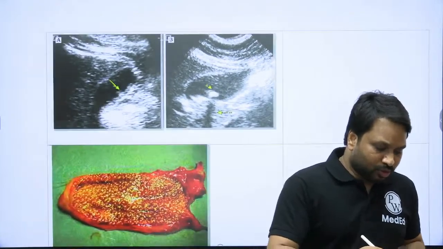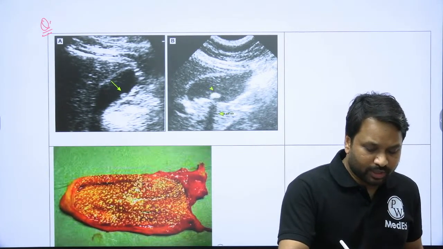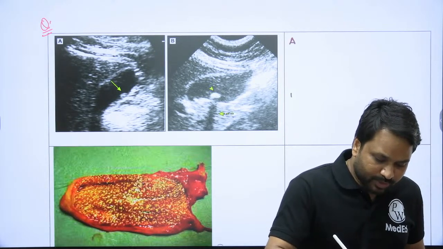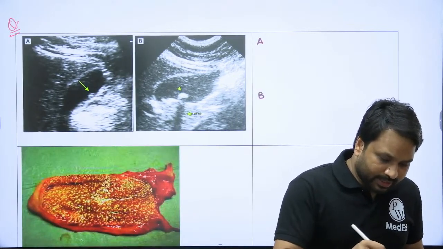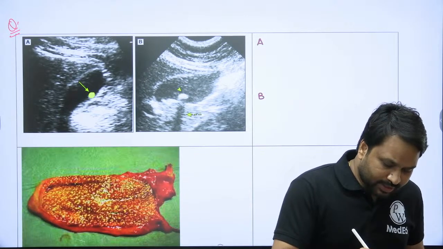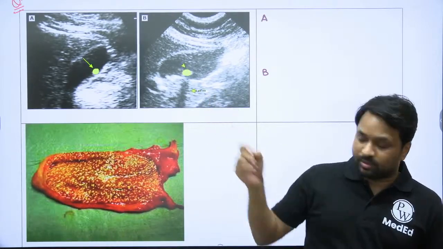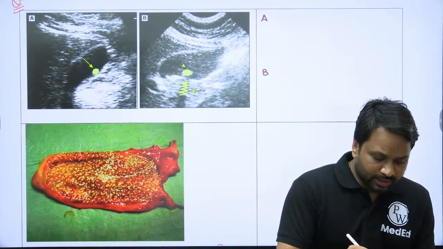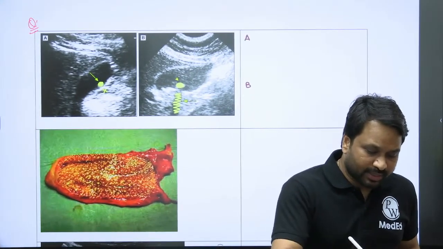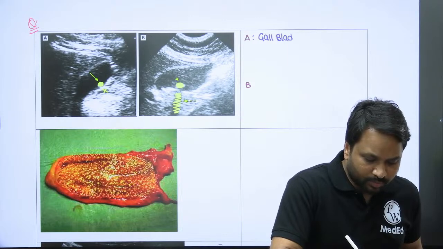Now, this is also your previous exam question. They've asked you how do you differentiate between a gallstone and a gallbladder polyp. So, I have image A and image B. In image A, I can see that there is a shadow which is present. So, this indicates a lesion. But in image B, the posterior acoustic shadow is not available. So, if the posterior acoustic shadow is absent, this is going to be a gallbladder polyp.